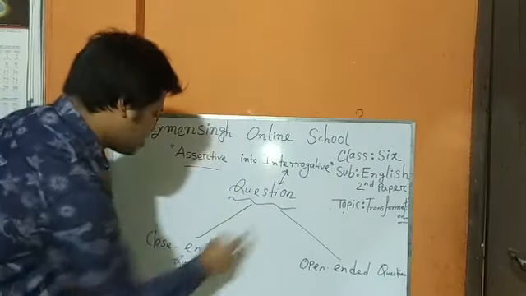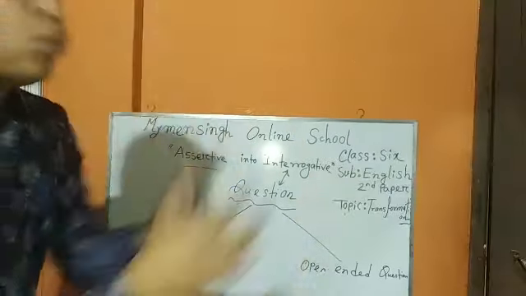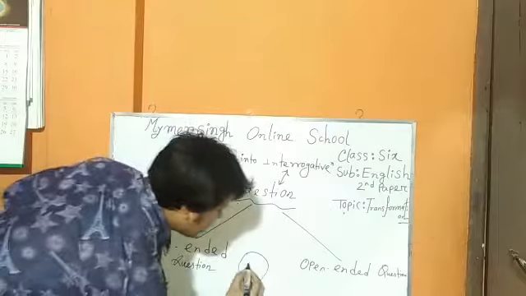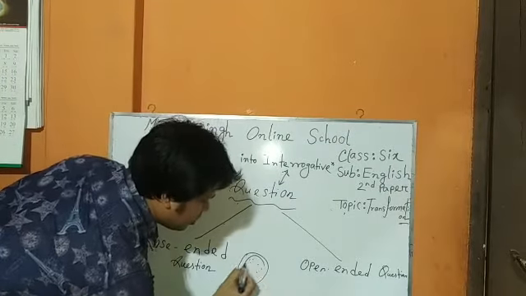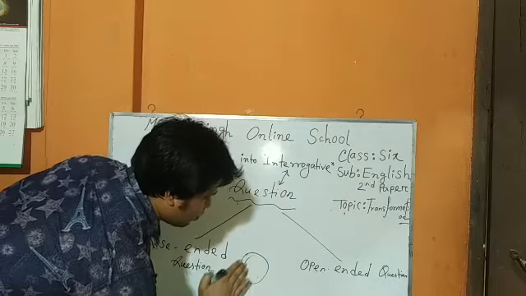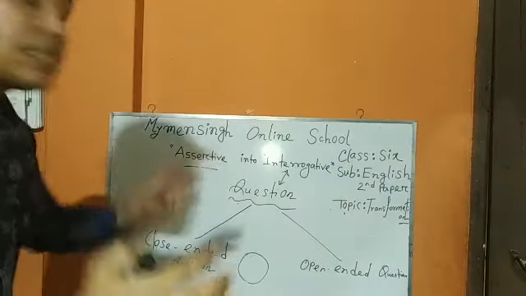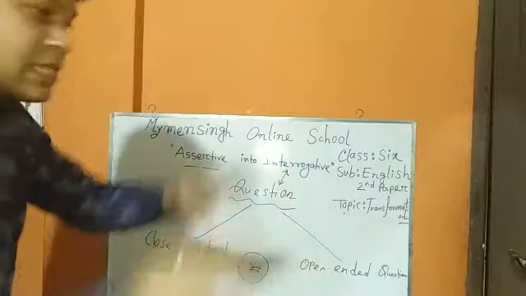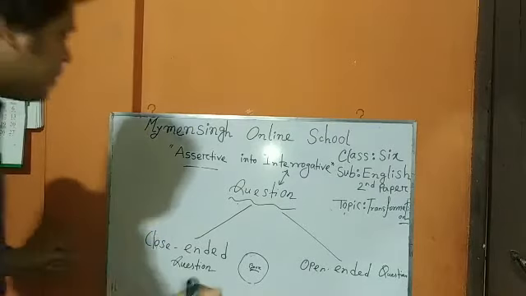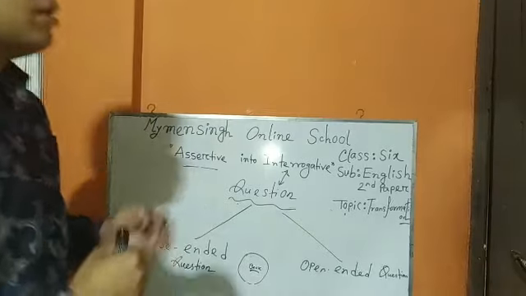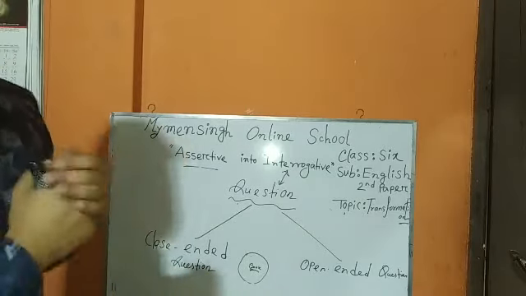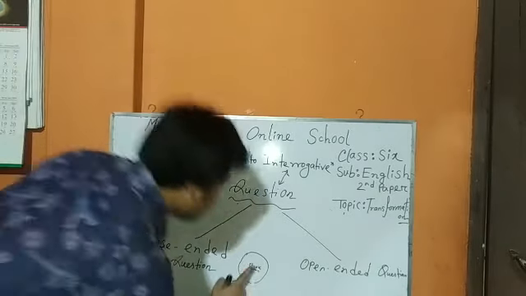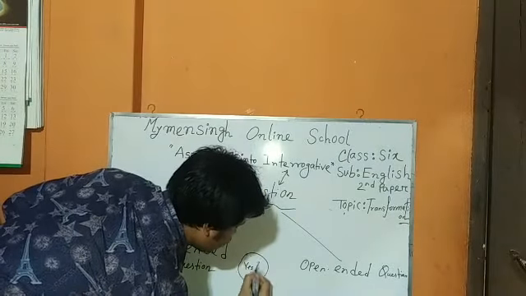Okay. Question means closed-ended question and open-ended question. What is closed? If I make a circle and use it here, things in this circle are closed. That means if I write the word book, this book is closed by a circle. Okay? That means a closed-ended question is a type of question that can be answered by using yes or no.